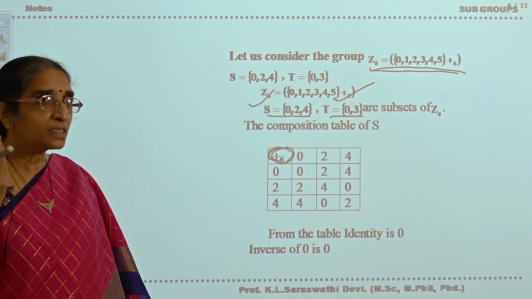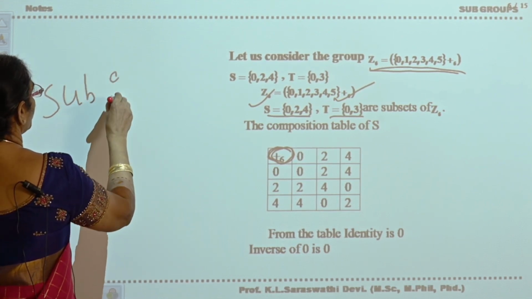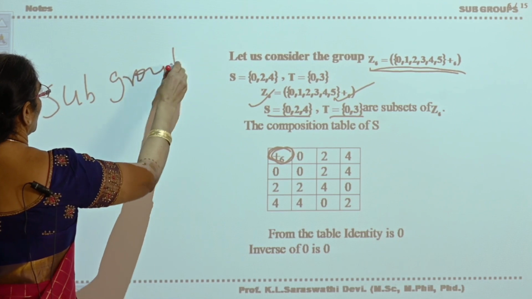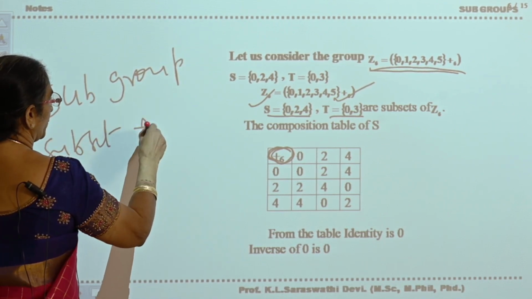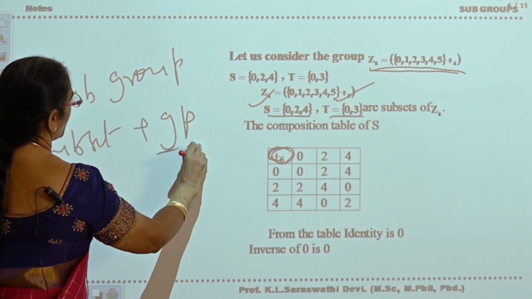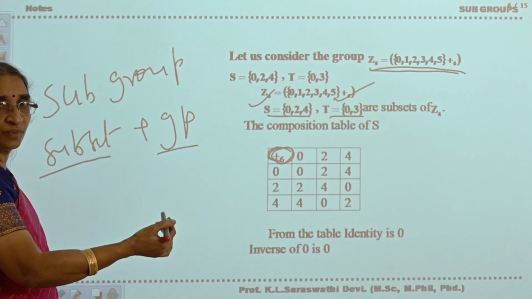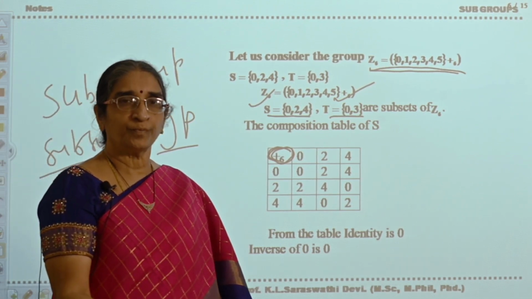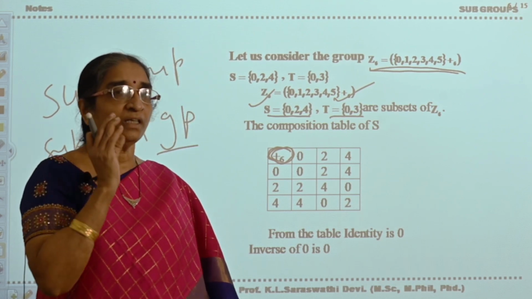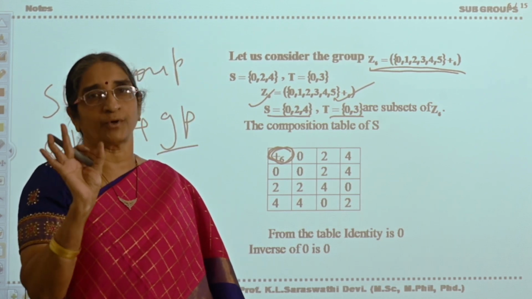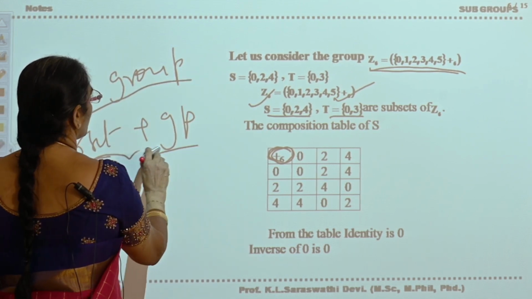Now, what is a subgroup? I said a subgroup is nothing but subset plus group, you can say. That is, any subset of a group which becomes a group with respect to the operation of the original group, then that subset is said to be a subgroup. Is it clear? That's why I said subgroup is nothing but subset plus group.